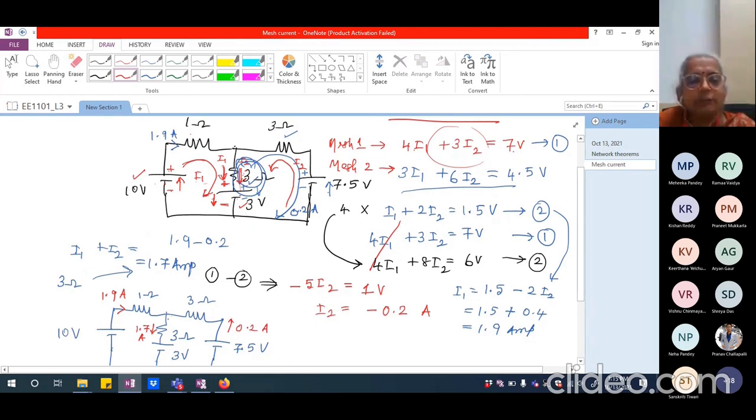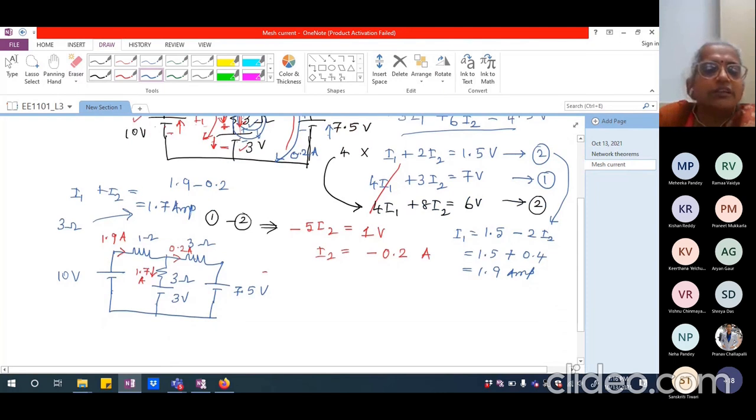Yes, ma'am. Can't be. 0.2 should be the other way around, right? Because 1.7 is here and only if 0.2 is in this direction, it will work out okay. This will be 1.9. So this is not 0.2. So this is 0.2 in this particular direction. I think, ma'am, because we got minus sign, we are assuming it in the opposite direction. See, if this is 1.7 and this is 1.9, Kirchhoff's current law will be valid only if it is 0.2 in this direction. I'm talking about this particular junction.